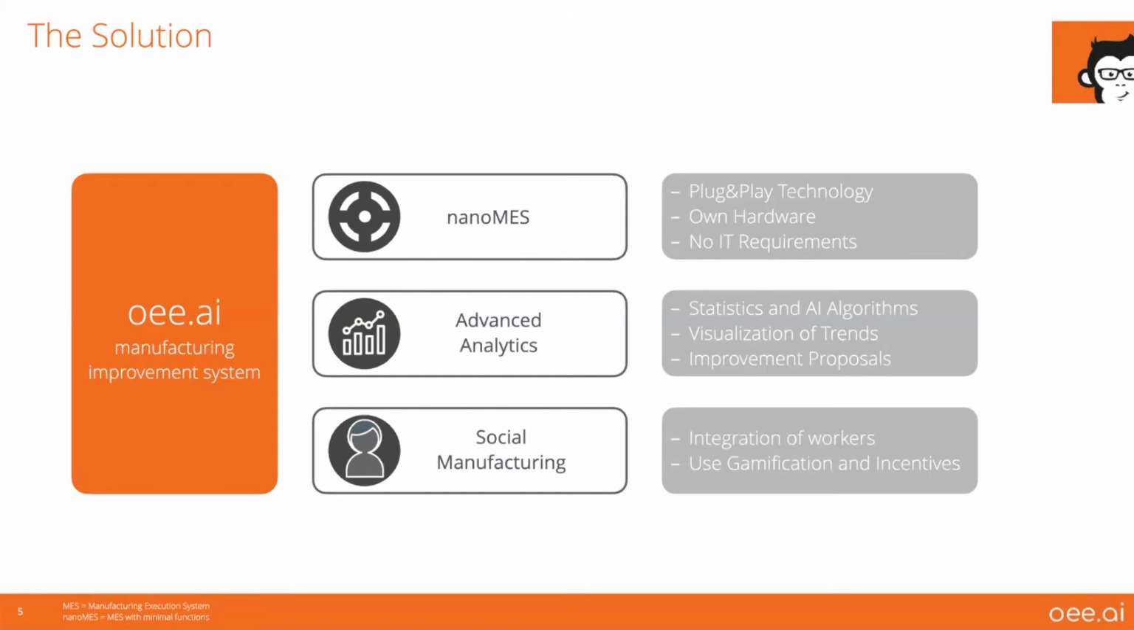And we integrate the worker, this is the social manufacturing, because there's always some knowledge left with the workers which you cannot grab from the machines. And this worker is most of the time very important to assess because they really know why the machine was stopping. And we use gamification and incentives to get them more into the system.